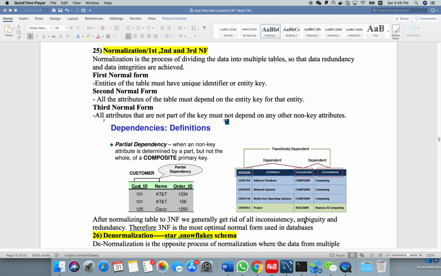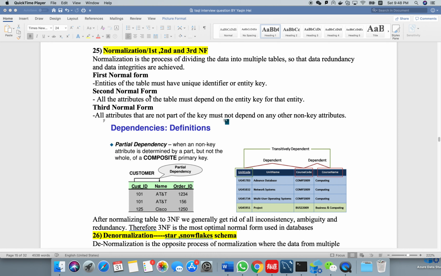25. Normalization and the first, second, and third normal forms. Normalization is just to reduce redundancy, and it's the process of dividing the data into multiple tables. For the first normal form, we just need to remember that it's atomic, and it cannot have the same column names.